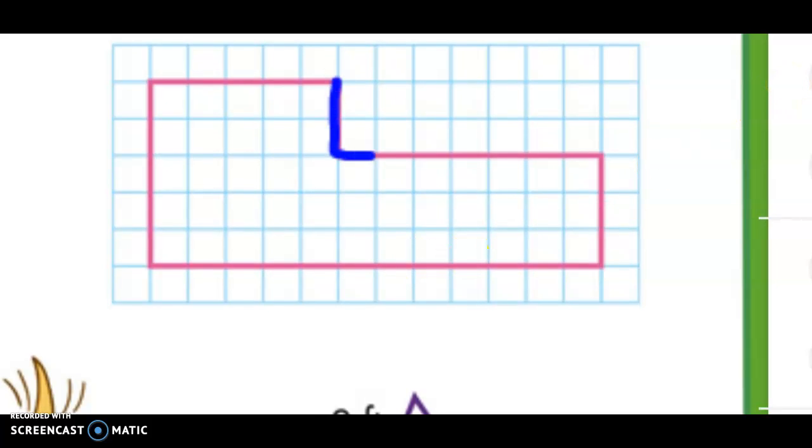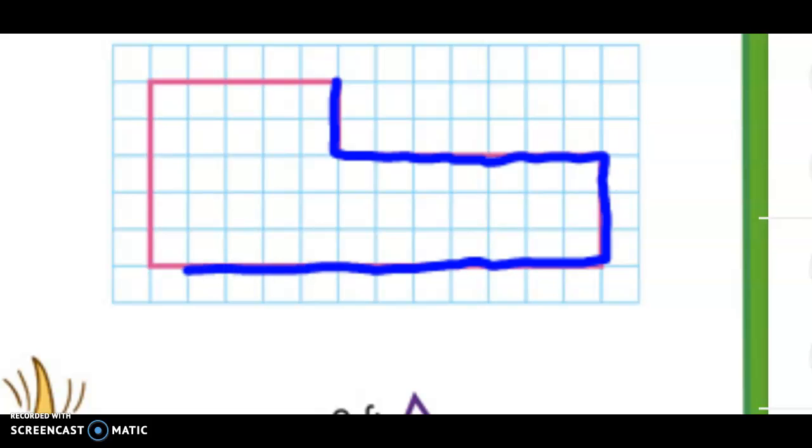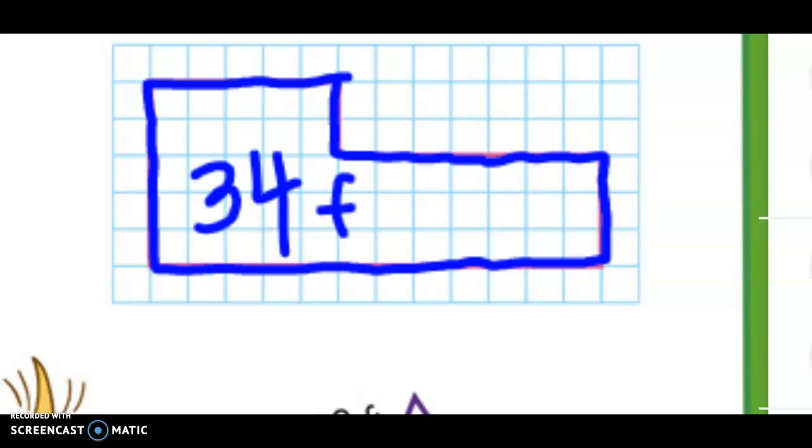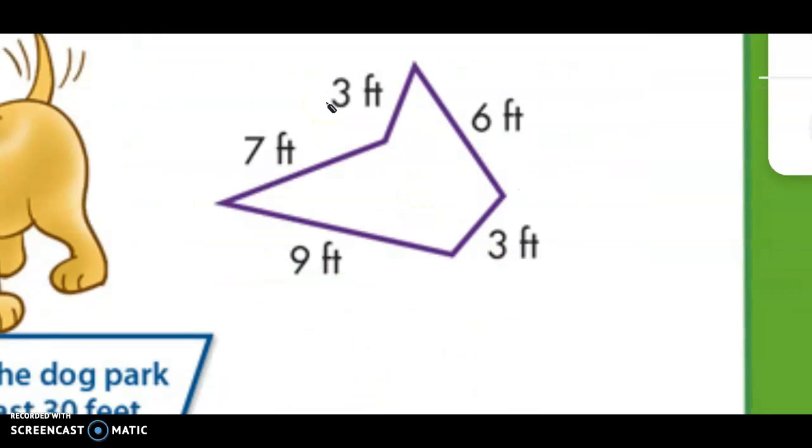1, 2, 3, 4, 5, 6, 7, 8, 9, 10, 11, 12, 13, 14, 15, 16, 17, 18, 19, 20, 21, 22, 23, 24, 25, 26, 27, 28, 29, 30, 31, 32, 33, 34, and we said he was measuring that in feet. So this nice one here has a perimeter of 34 feet.